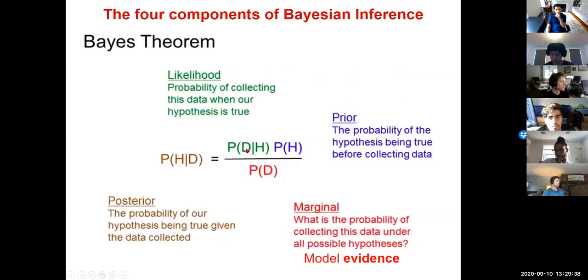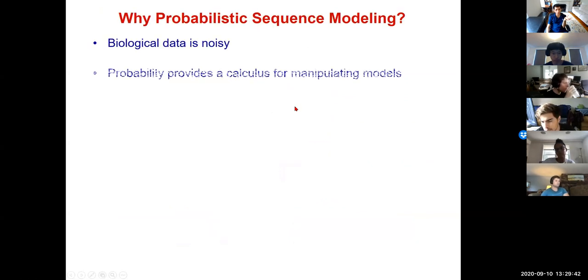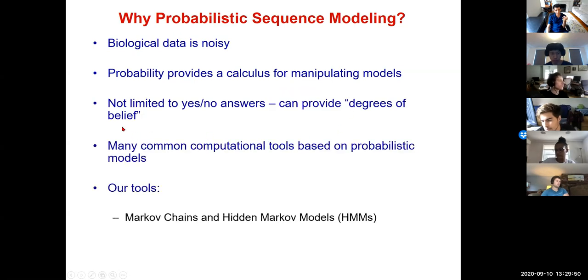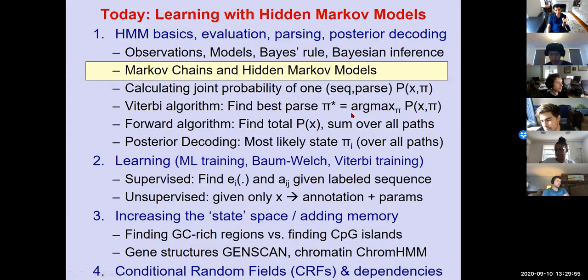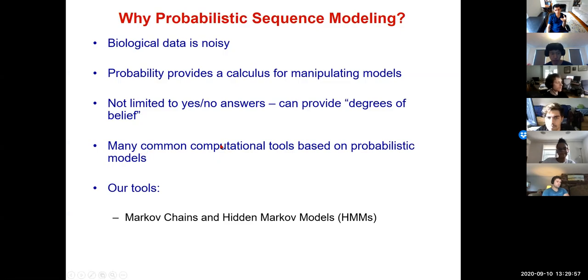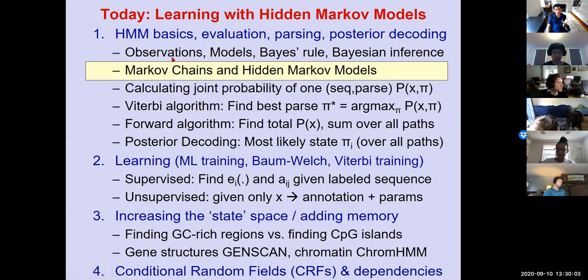So why do we care about probabilistic sequence modeling? First of all, biological data is noisy. And probability provides a calculus for manipulating these models. It's not limited to just yes or no answers. It can provide degrees of belief. And there are many common computational tools that are based on these probabilistic models. Today we're going to be focusing on Markov chains and hidden Markov models.